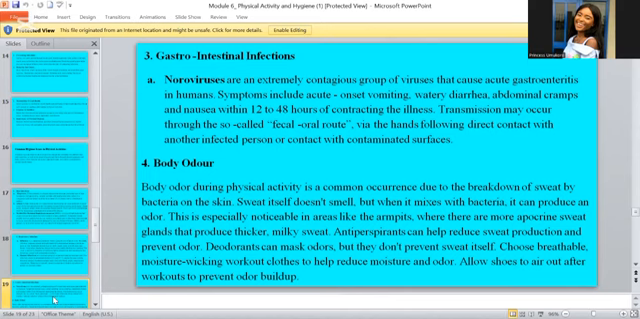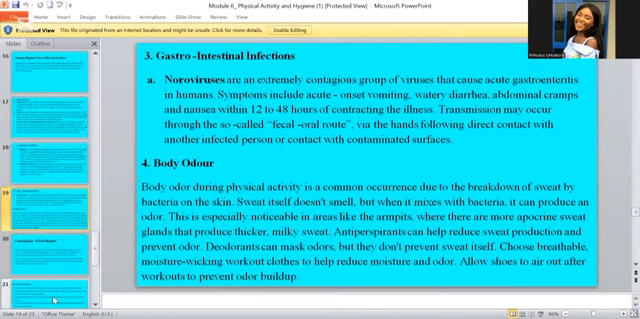Now, another common issue is body odor. Body odor is, during physical activities, a common occurrence due to the breakdown of sweat by bacteria on the skin. Sweat itself does not smell, but when it is mixed with bacteria, it can produce an odor and is especially noticeable in areas like the armpits where there are more apocrine sweat glands that produce thicker, milky sweat.